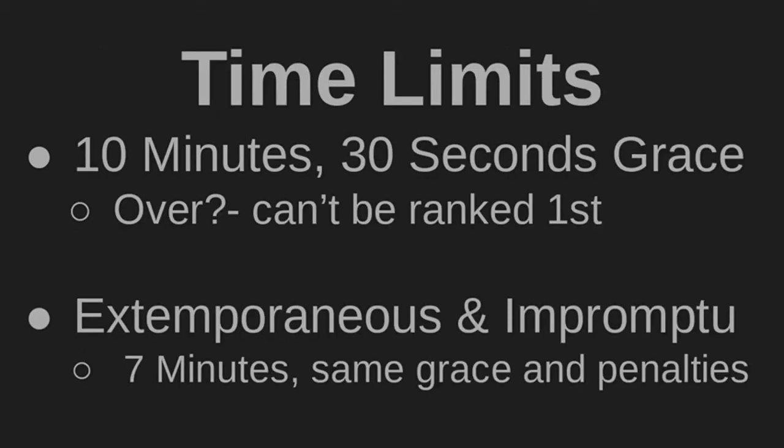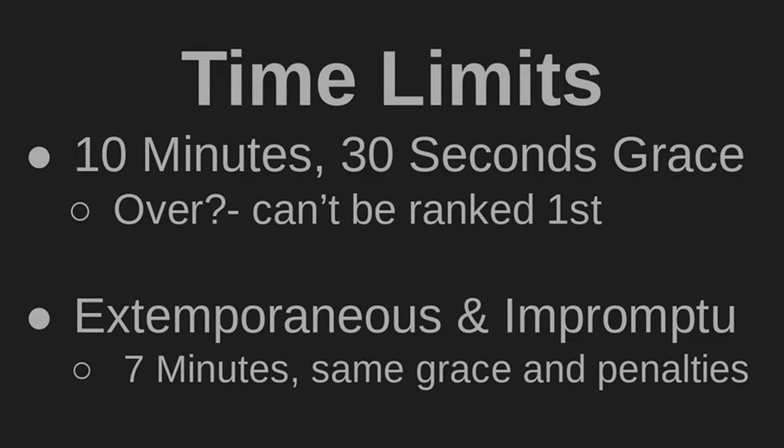Most categories have a time limit of 10 minutes with a 30-second grace period. Therefore, a student in poetry could perform a piece that lasts 10 minutes and 25 seconds with no penalty. If a student does go over the 30-second grace period, the only penalty that exists is that they cannot be ranked first in that round. However, if you weren't going to rank them first anyway, then a penalty does not really exist. Do not stop a speaker if they go over their time limit.